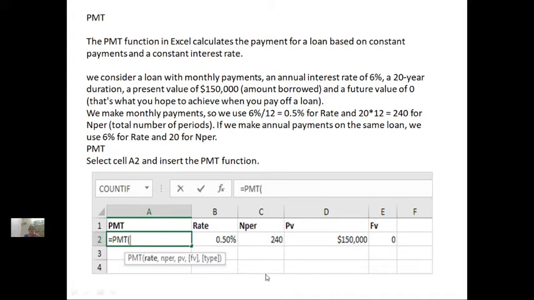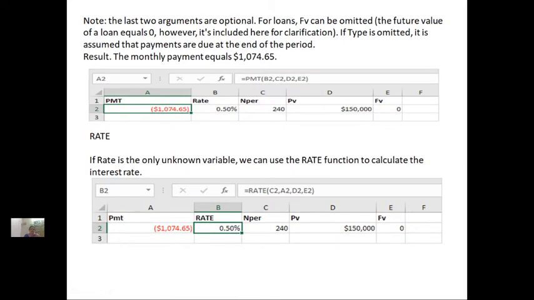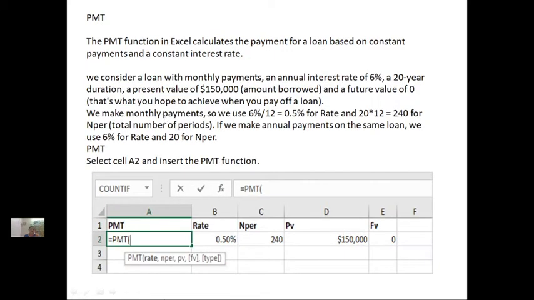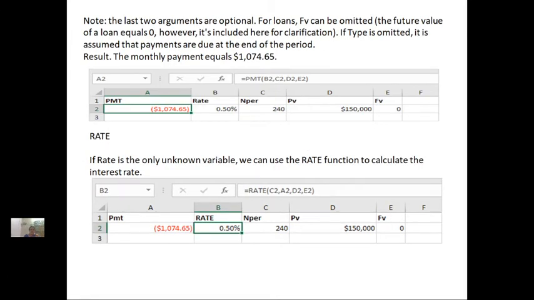Now let us go to the next slide, the continuation of the PMT function. He says in the note that the last two arguments are optional. For loans, FV can be omitted. The result will be a monthly payment equal to $1,074.65. So when you insert these values and take the PMT function, it gives the output $1,074.65, where the rate is 0.50%, NPER is 240, PV is $150,000, and FV is 0.